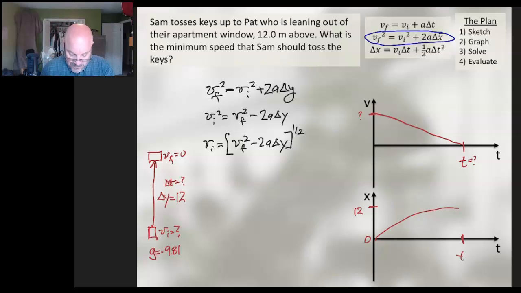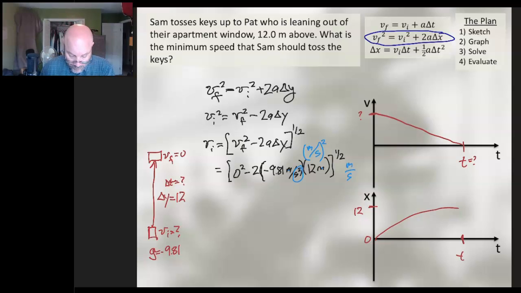Now I'm ready to plug in some numbers. My final is 0 minus 2, and my acceleration is minus 9.81 meters per second squared, and then my delta y is 12 meters. Let's take a look at what's happening with our units. We've got seconds squared in the denominator, and meters times the meters, so I'm going to end up with meters over seconds, quantity squared. But once I take the square root, it's just going to turn into meters per second. So that's going to work out just fine.